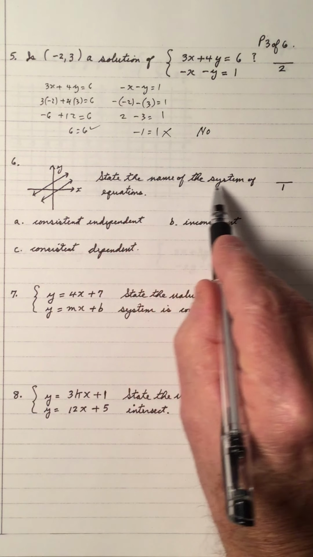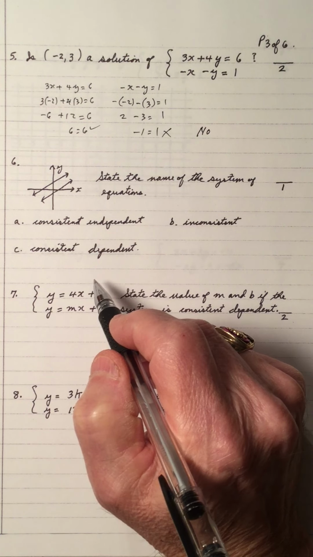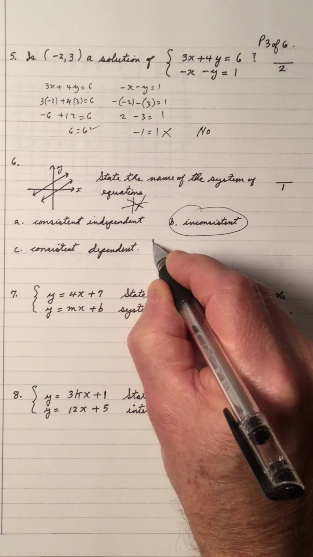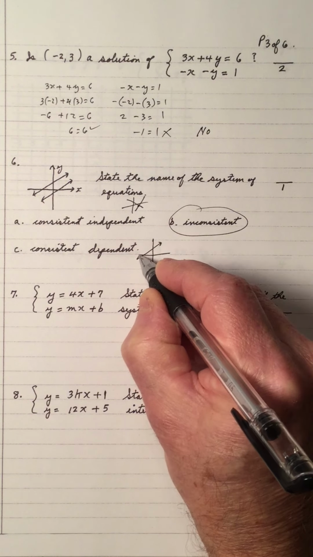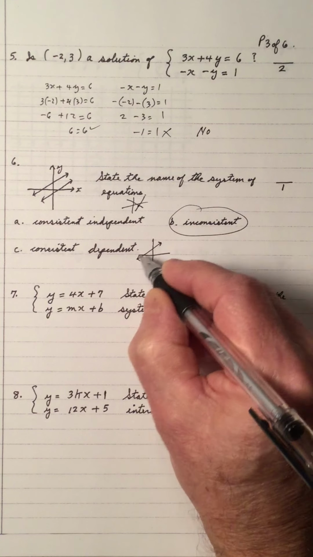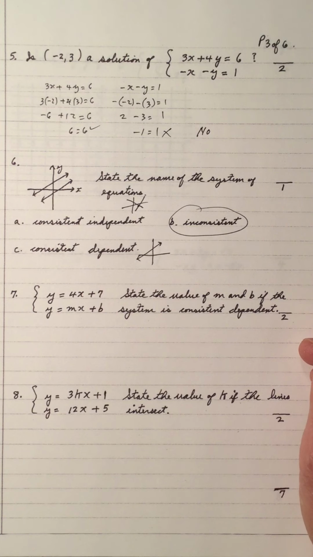Number 6, state the name of the system of equations. Notice we have what looks like a pair of parallel lines. The pair of parallel lines is inconsistent. Consistent independent is a pair of intersecting lines at a point. Consistent dependent is only one line, even though we can have many different equations representing that line. So give yourself a mark if you're right.